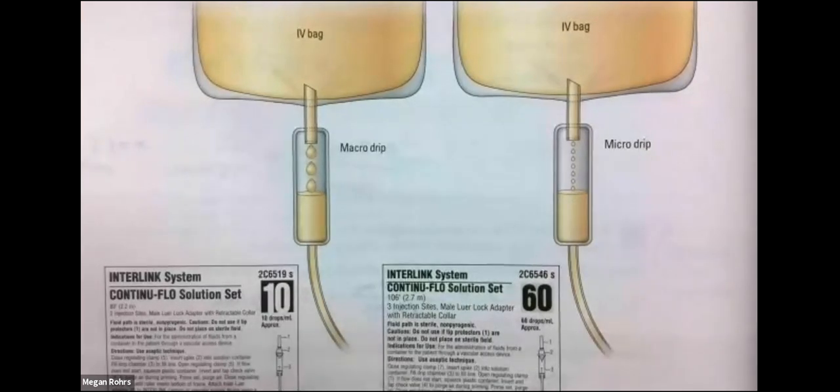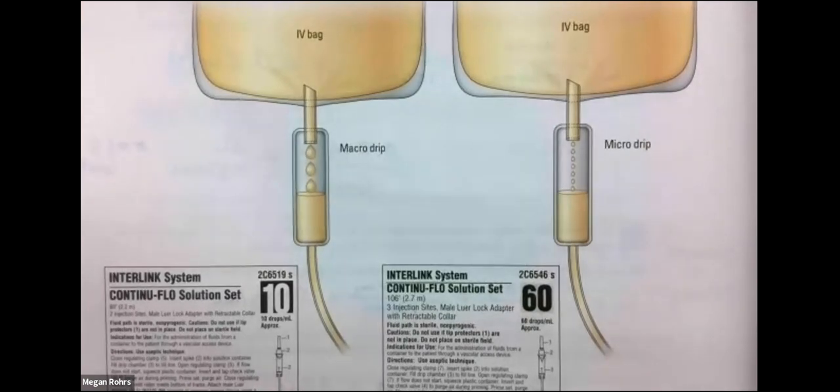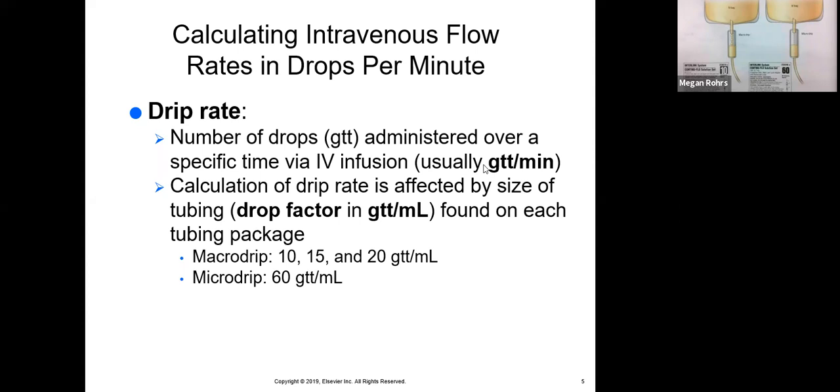So once again, that is called a drop factor, and that is dependent on the type of tubing that we're using. Now, your drop rate or your drip rate is how many drops are running per minute. Remember, a rate is an amount per time.